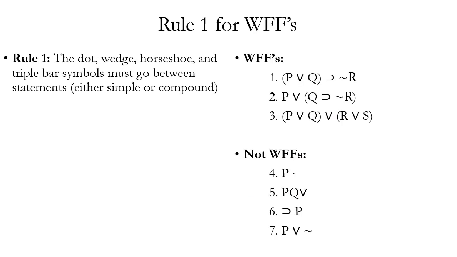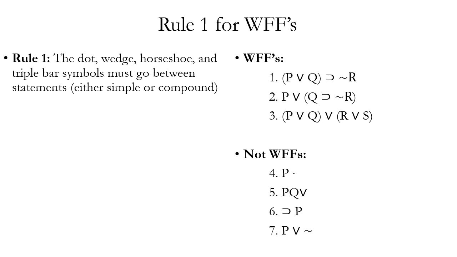In order to get our rules for well-formed formulas, we're going to express them one by one, and taken together, these rules will remove any ambiguity in the scope of an operator. Rule 1 says that the dot, wedge, horseshoe, and triple bar must go between statements, and any of those operators can go between either a simple statement or a compound statement.